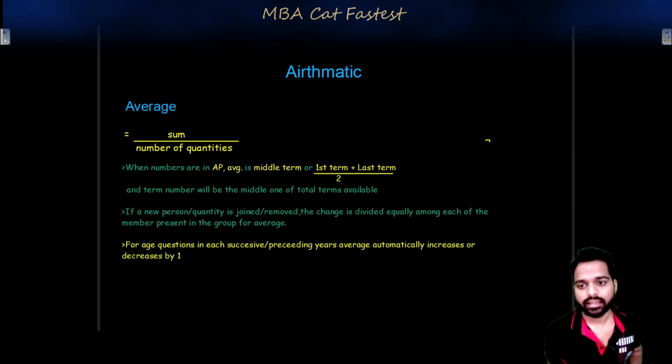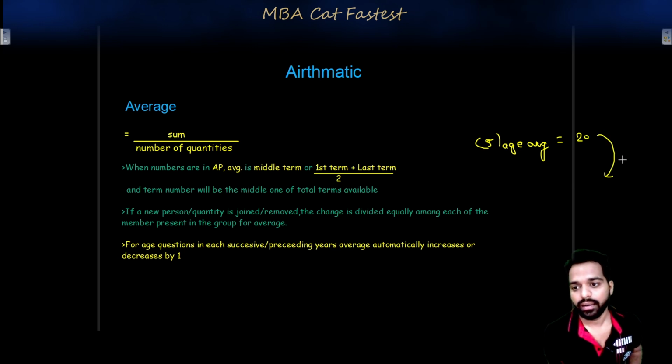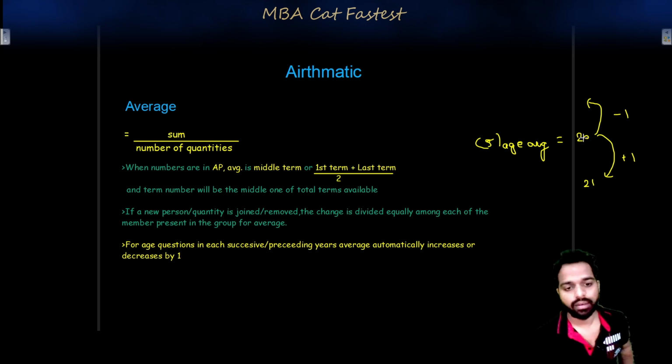In case of age, let's say the average age of 5 members is equal to 20. In the next year, it will be added by plus 1 and it will become 21. And in the preceding year, it will automatically, nothing has to be mentioned in the question, become minus 1.